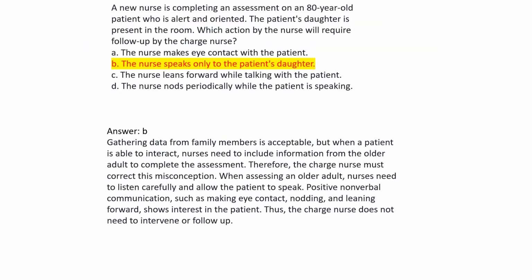Answer B. The nurse speaks only to the patient's daughter. Gathering data from family members is acceptable, but when a patient is able to interact, nurses need to include information from the older adult to complete the assessment. Therefore, the charge nurse must correct this misconception. When assessing an older adult, nurses need to listen carefully and allow the patient to speak. Positive nonverbal communication, such as making eye contact, nodding, and leaning forward, shows interest in the patient. Thus, the charge nurse does not need to intervene or follow up.